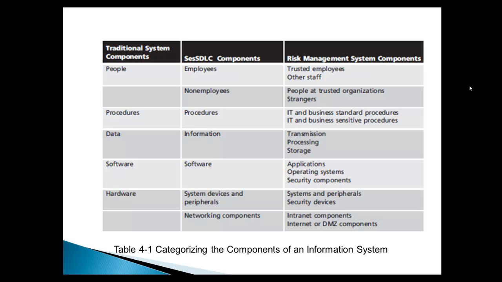Here is a little chart categorizing the components of an information system. On the left, again, are people, procedures, data, software, hardware, and the system development lifecycle components, with employees and non-employees as part of the people category. Then they further break them down over here under the risk management control components as trusted employees or other staff, people at a trusted organization, or strangers. Really, this is just a sample for you to look at, but you can come up with your own categories.